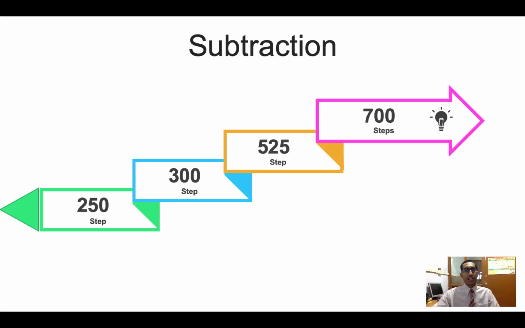So on the screen you are going to see that a certain number of steps are present. Okay, so the box in green shows me the 250th step. The box in blue shows me the 300th step, the orange one is my 525th step, and the pink one shows me my 700th step.